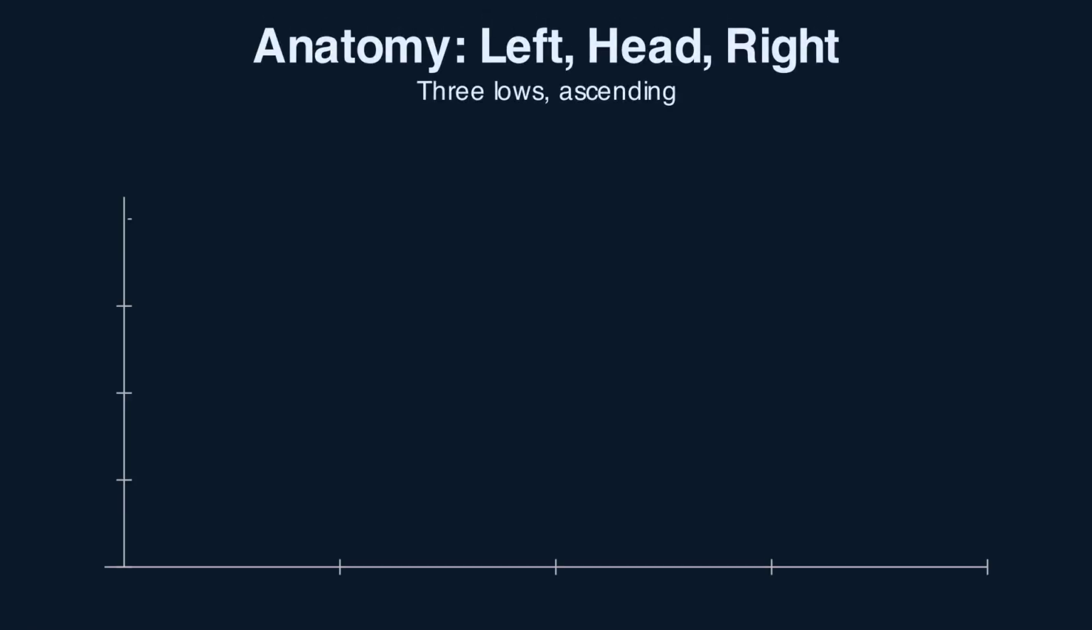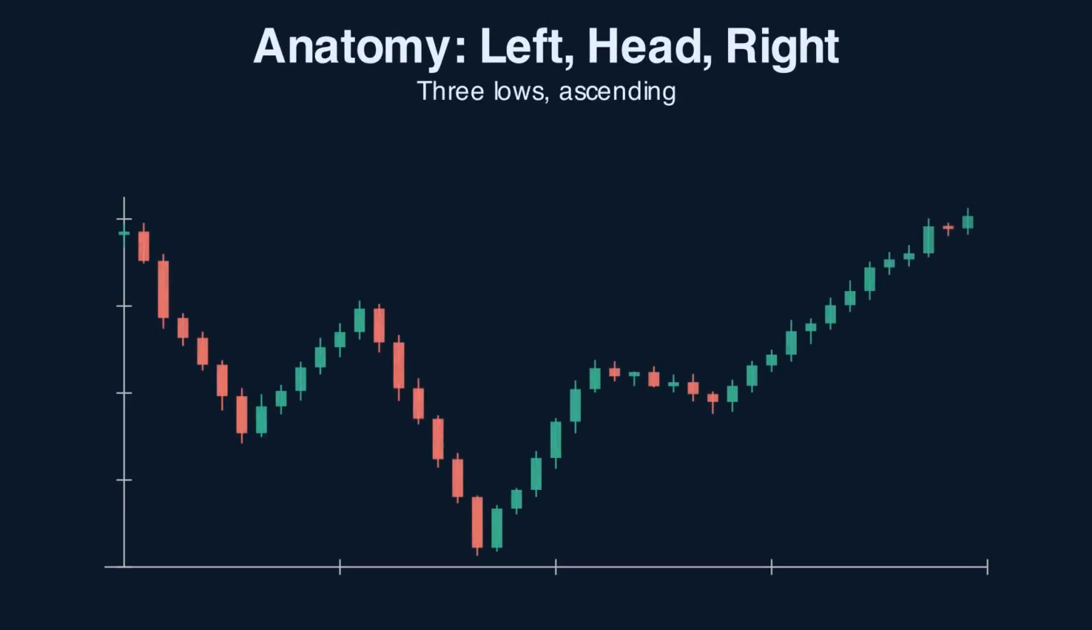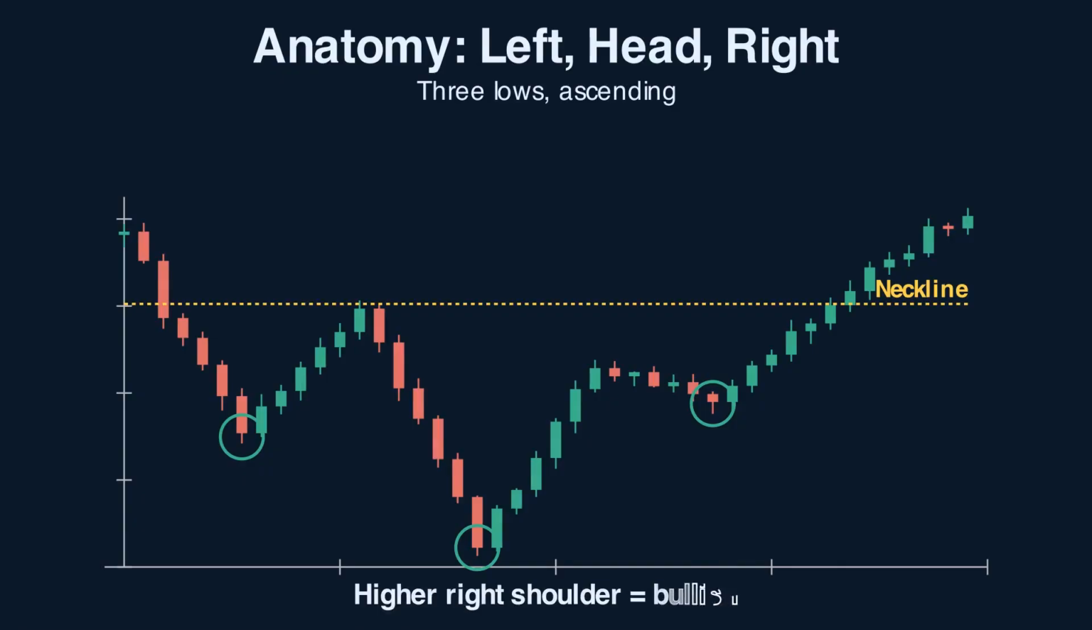Here is the anatomy you have to see clearly before anything else. After a downtrend, price prints a low, the left shoulder. It bounces, fails, then makes a lower low. That's the head, the deepest point of the pattern. From there it rallies again, then sells off but stops short of the head, making a higher low, the right shoulder. Connect the peaks of the two intermediate rallies and you have the neckline.